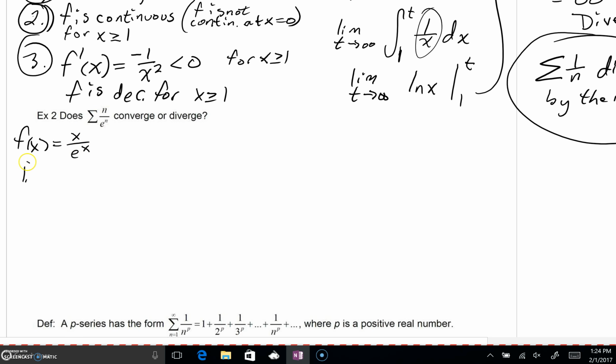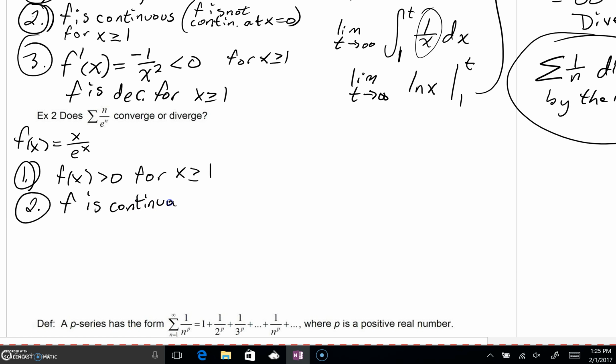And here's my question for you. Do you think f is positive for x greater than or equal to 0? Definitely. If you think about that, your numerator, if x is greater than or equal to 1, is always positive. E raised to a power is always positive. You're checking this out. Do you think we're always going to be continuous? Yeah. Absolutely. F is continuous for x greater than or equal to 1.